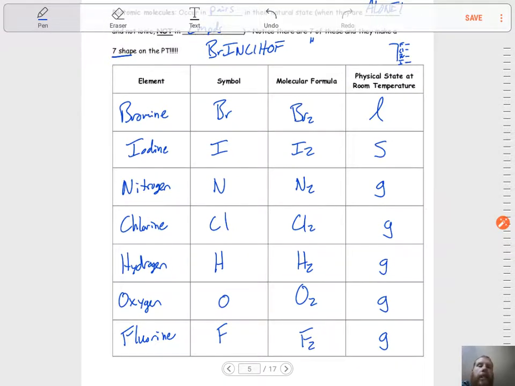Memorize these elements, make sure you know what they are, because otherwise your reactions could be incorrect and then you're going to lose points that way.